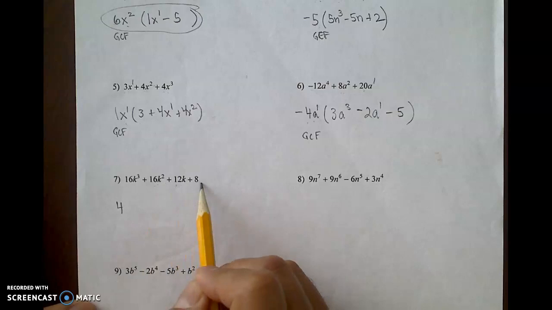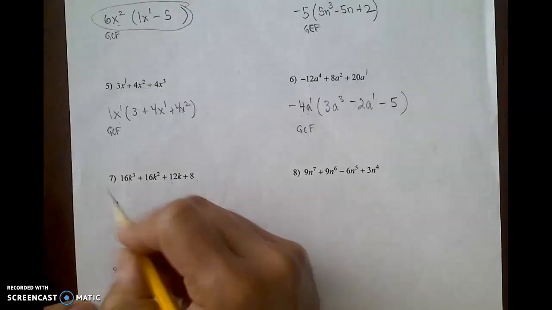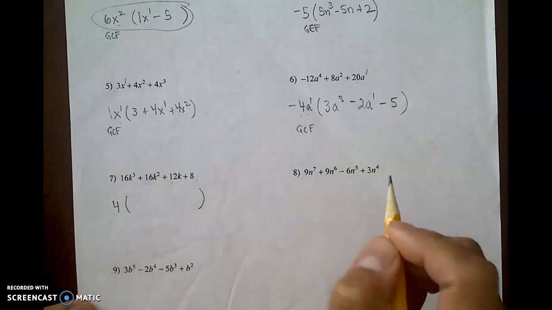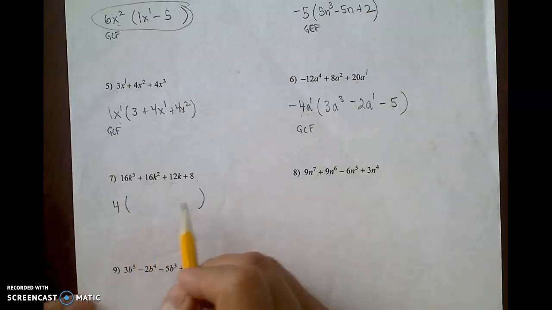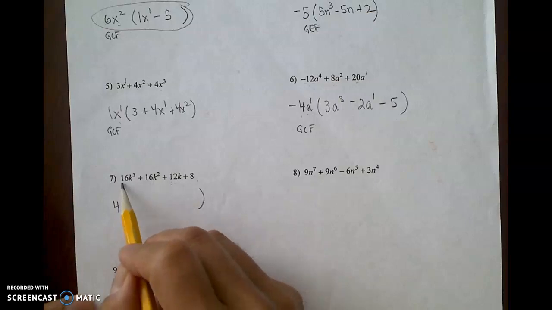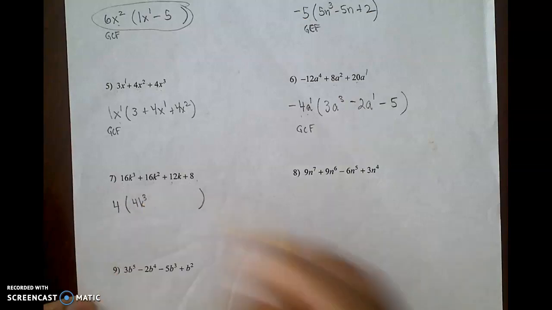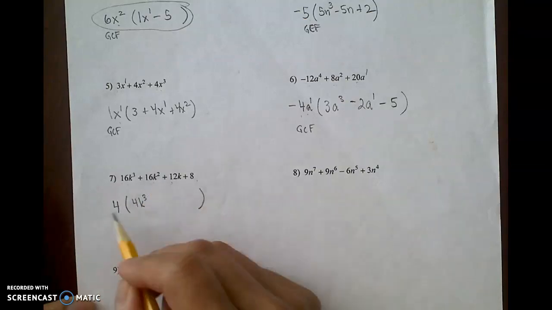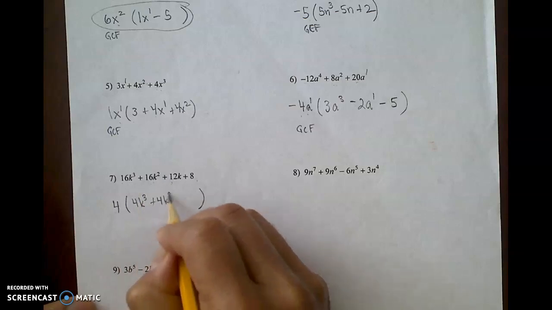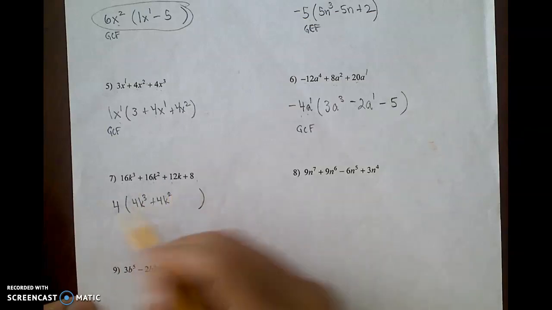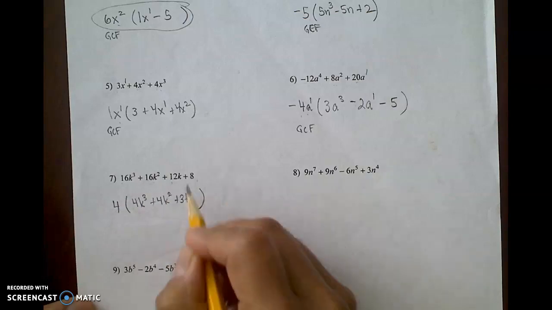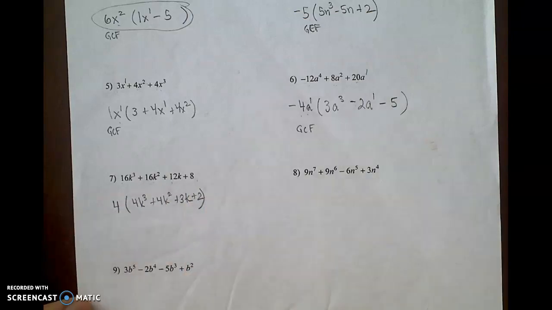They all do not have the variable k, so our GCF is just going to be that 4. Alright, we figure out what's inside the parentheses by dividing. 16k cubed divided by 4 is 4k cubed. 16k squared divided by 4 is 4k squared. 12k divided by 4, 3k. 8 divided by 4 is 2. Okay, so again, we're dividing by the GCF. This is how we're getting these numbers in the parentheses. We're dividing by the GCF.